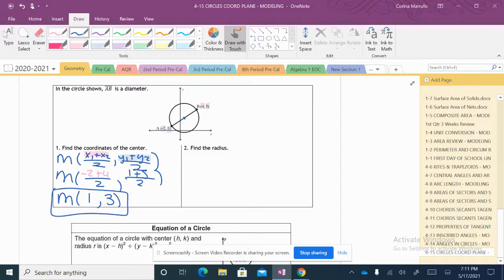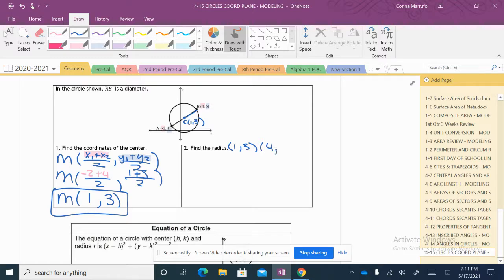Now it says find the radius. So if the center is (1, 3), I'm going to put C for center, (1, 3). Then to find the radius, I need to find the distance from the center to B, or the center to A. It doesn't matter which one you use. I'm just going to use the center to B. So (1, 3) and (4, 5).